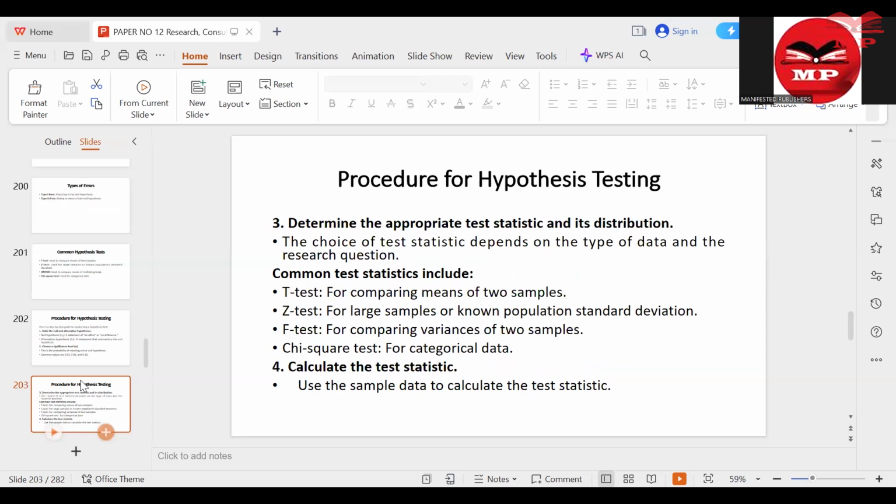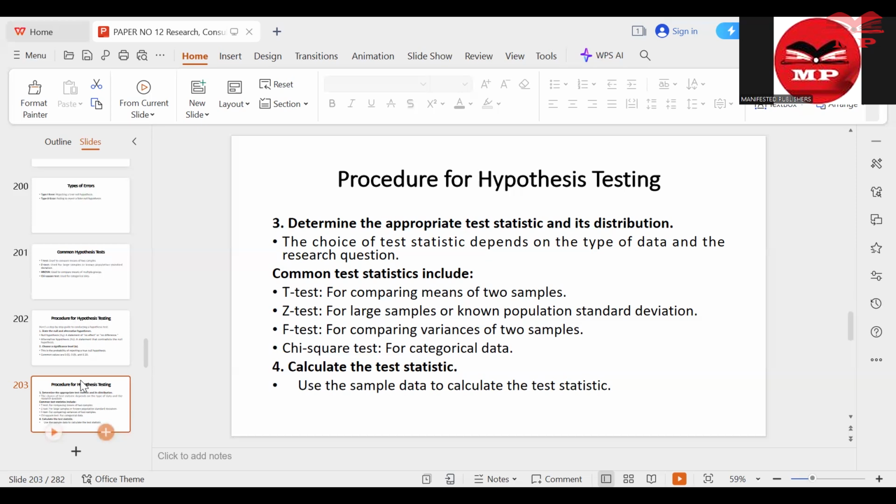Step 3, determine the appropriate test statistic and its distribution. The choice of test statistic depends on the type of data and the research question. Common test statistics include the t-test, which we have just explained, for comparing means of 2 samples; the Z-test for large samples or known population standard deviation; the F-test for comparing variances of 2 samples; and the chi-square test for categorical data.